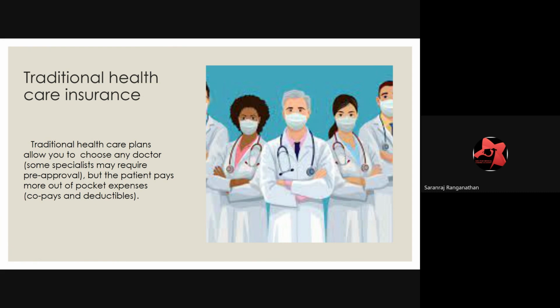The next one, traditional healthcare insurance. Healthcare insurance comes in traditional healthcare insurance and managed healthcare insurance. There are different types of healthcare insurance. First we are going to see the traditional healthcare insurance. These plans allow you to choose any doctor, though some specialists may require pre-approval. But the patients pay more out-of-pocket expenses, which means co-pays and deductibles. The traditional health plan allows you to choose any doctor.